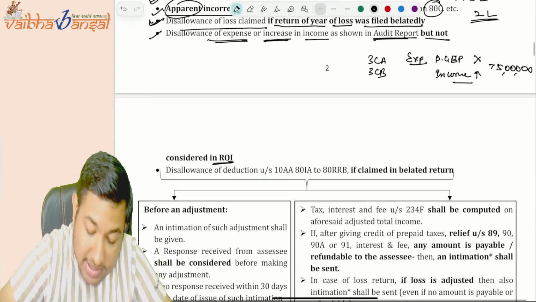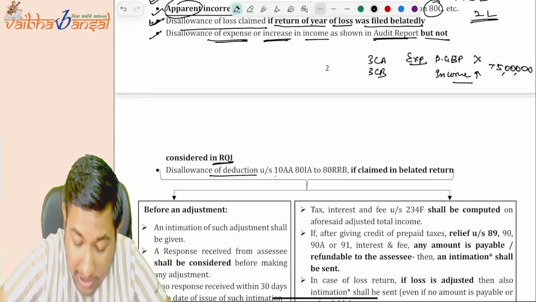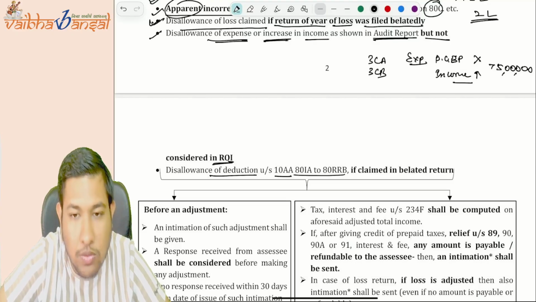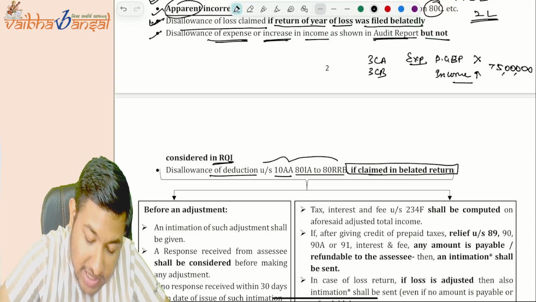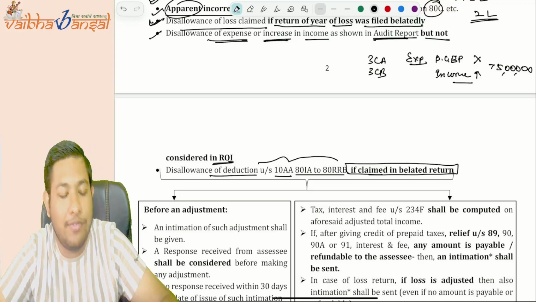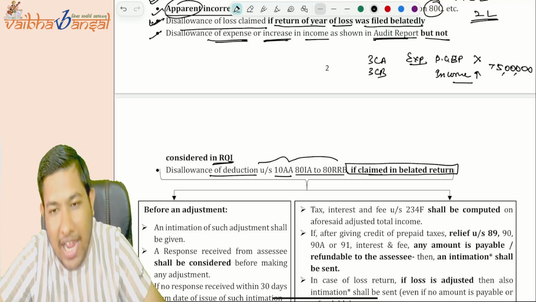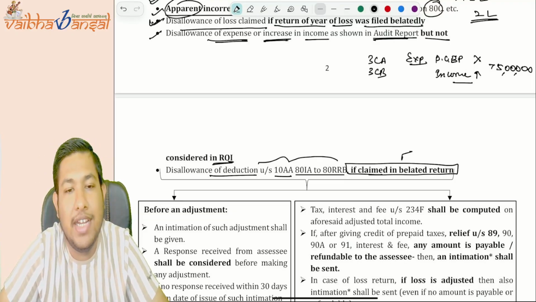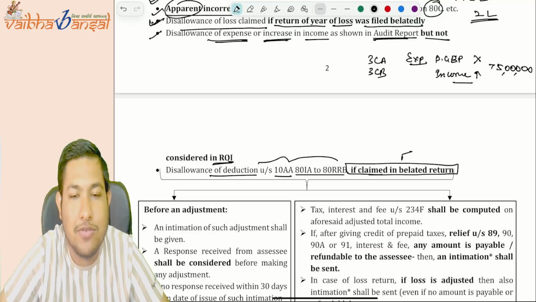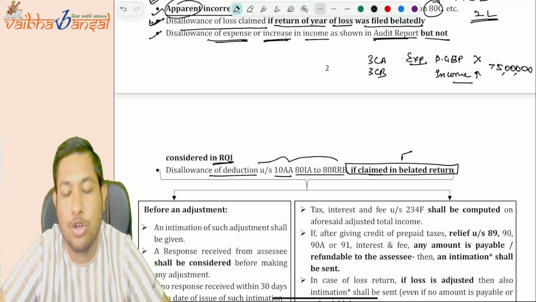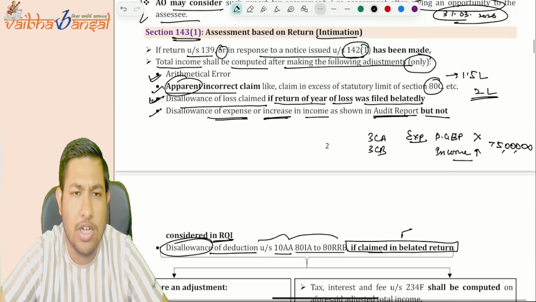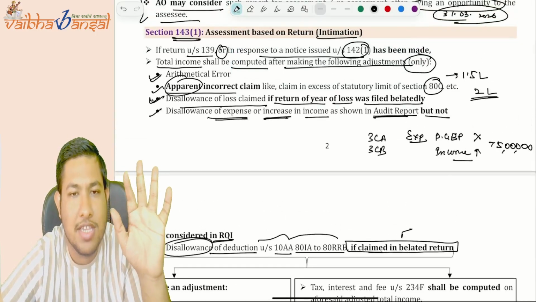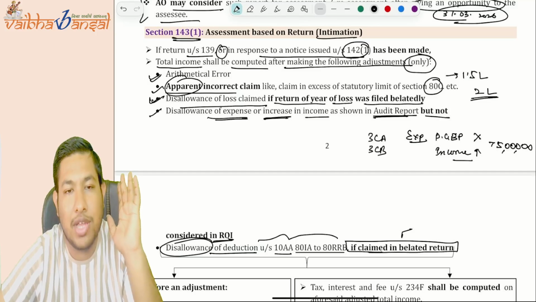And there is a disallowance of deduction under section 10AA, 80IA to 80RRB if claimed in a belated return. See, all these deductions are available when the return is filed on time. But if the return is filed belatedly, then these deductions will not be given to you. So it should be disallowed. These are the cases where the CPC Bangalore can check.